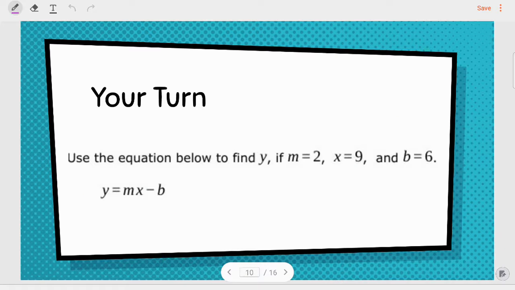Okay, your turn. Try a similar problem. Pause the video, and when you're ready to continue, go ahead and press play. Hey, y equals m is 2 times x is 9 minus b is 6. 2 times 9 is 18 minus 6 is equal to 12.